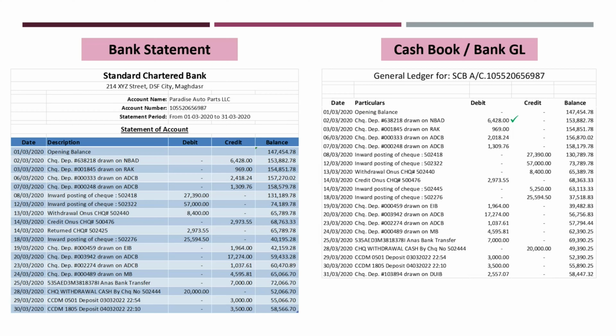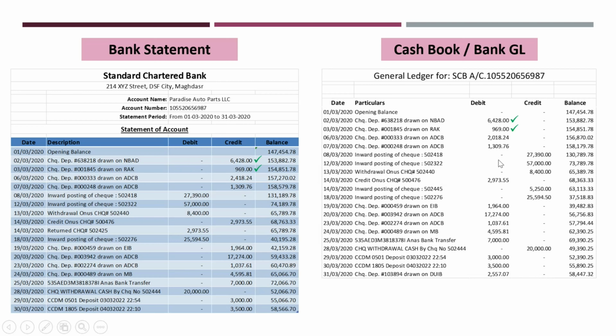Now, the first transaction is here, 6,428. Where is it in the bank statement? So this is here. Okay, so these are matching. Then next is 969. So 969 we have also there. This is also the deposit coming to our bank statement. Perfect. Then we have next 2018.24 deposit, but here it is coming 2418.24. It's not matching, leave it.